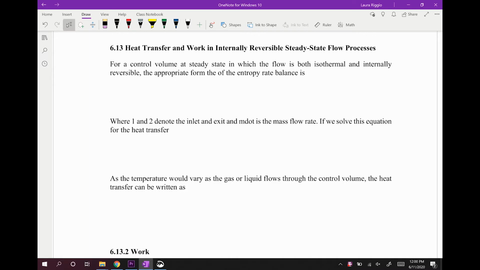In this lecture, we're going to go over heat transfer and work in internally reversible steady flow processes. This is going to bring us to an end of chapter 6 in our course.